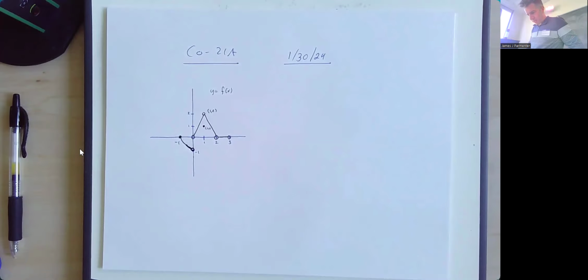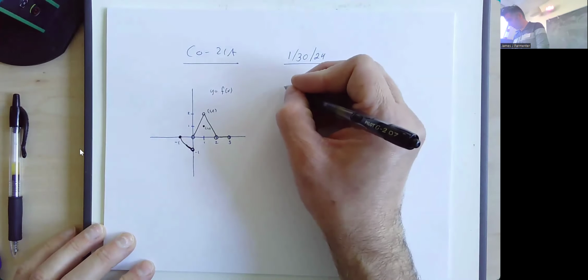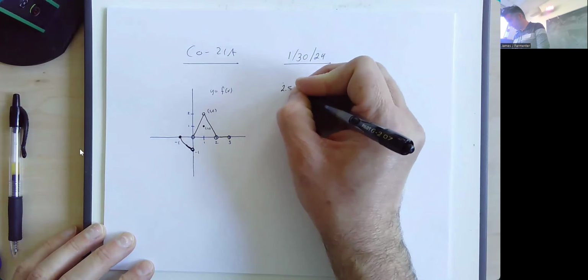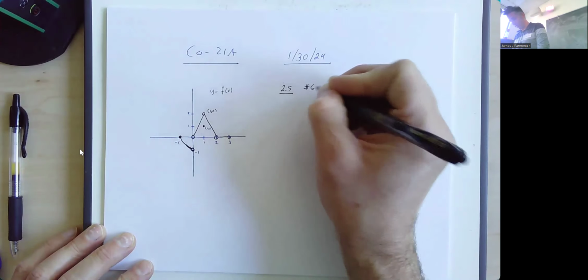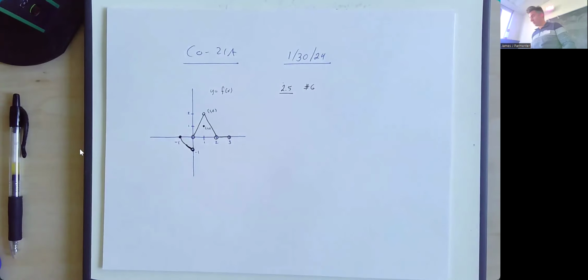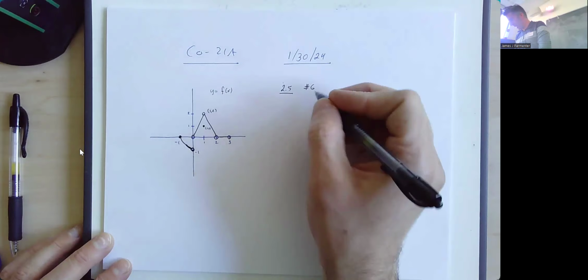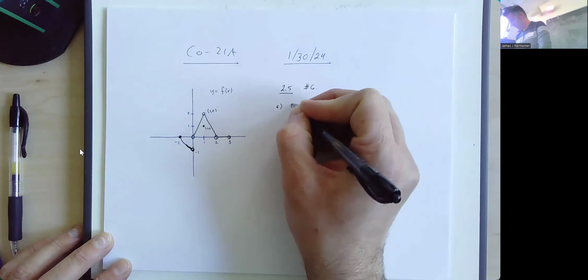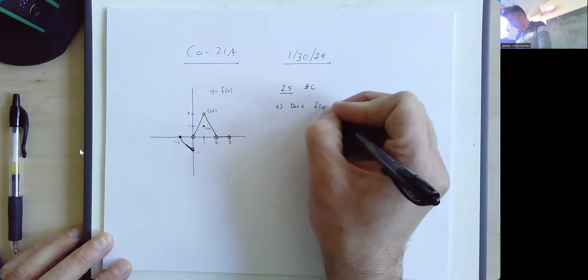And there's some questions. This is specifically number 6. And again, this doesn't seem like the right question. Let me know, but we can certainly talk about other things about this graph as well. So first question is 6a. Does f of 1 exist?